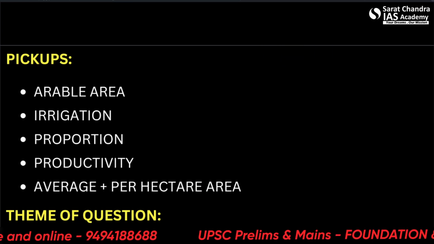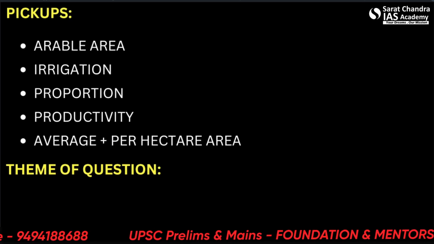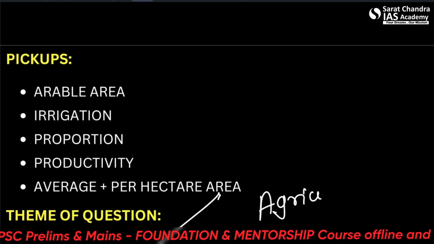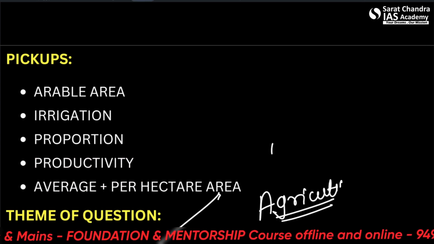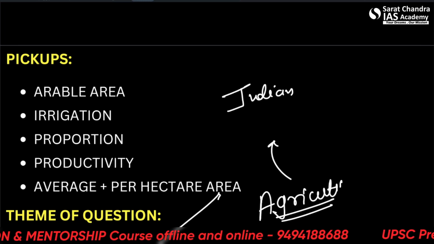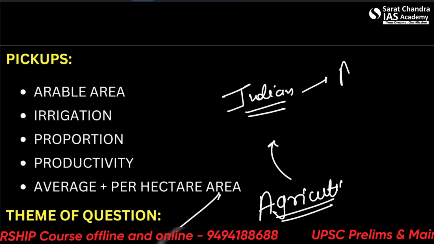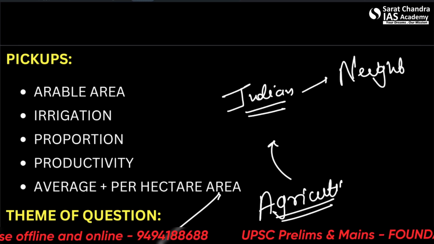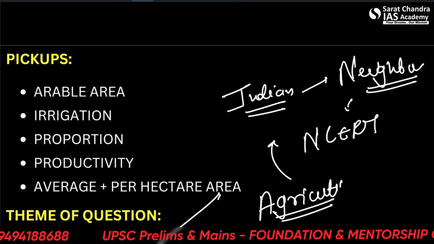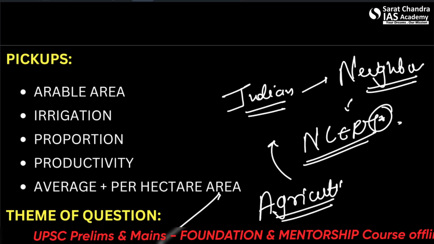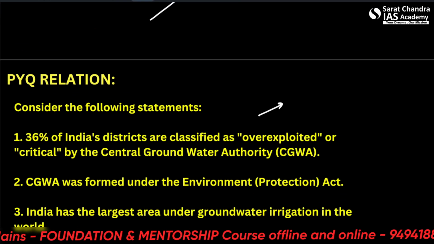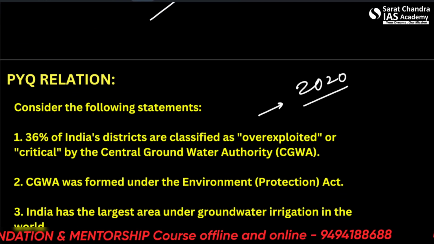So let's take all these things into consideration. The theme of the question is basic knowledge of agriculture and comparison of the Indian agriculture system with at least its neighbors. So this is also a chapter in the NCERT. So we'll see this. Let's move forward. Also, let's see what is its relation with the 2020 PYQ.